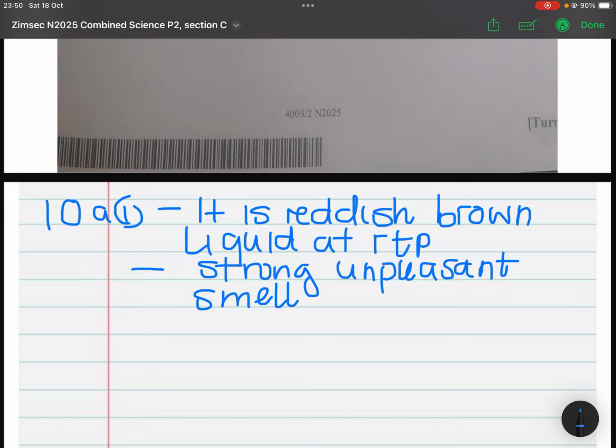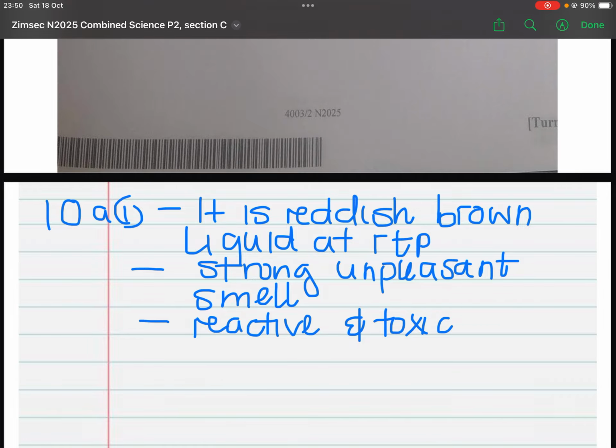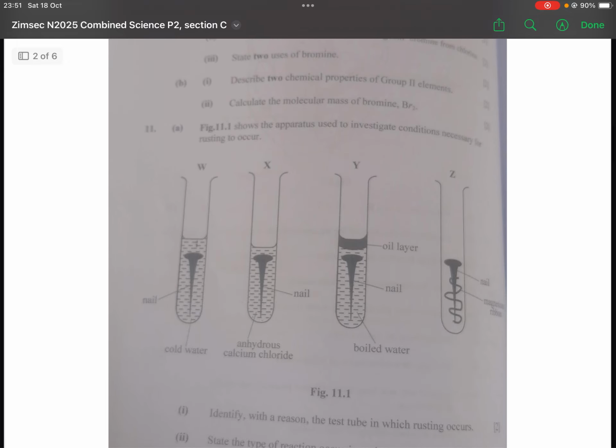And then another characteristic of bromine is that it is highly reactive and toxic. So these are some of the characteristics of bromine. Let me repeat again. It is a reddish brown liquid at room temperature. It has a strong and pleasant smell. It is highly reactive and toxic. It can also cause severe burns upon contact with the skin. So these are some of the properties of bromine. We can now proceed to the second part of the question.